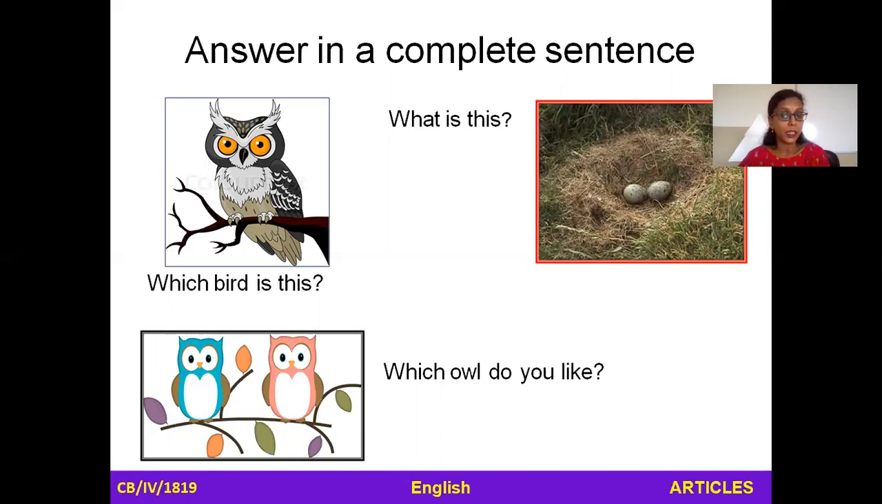Now look at that colorful picture there, okay? Which owl do you like? How will we answer this question? Which owl do you like? Yes, you would say, I like the blue one, or you can also say, I like the pink one. How did you say? I like the blue one or the pink one.